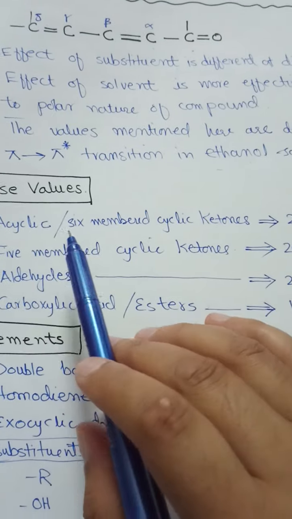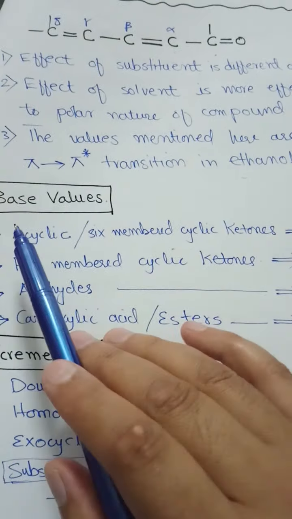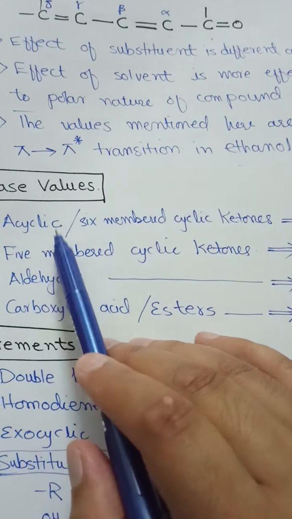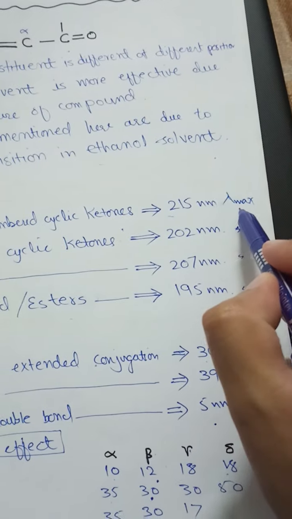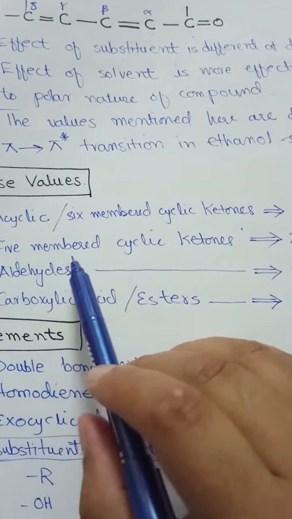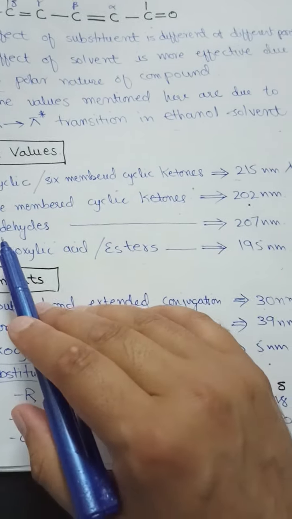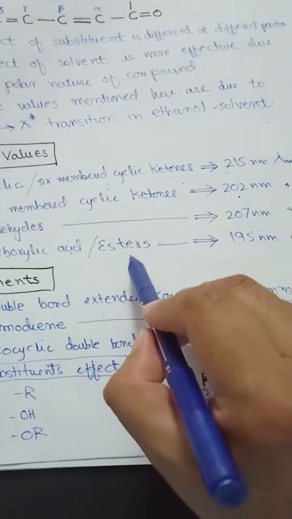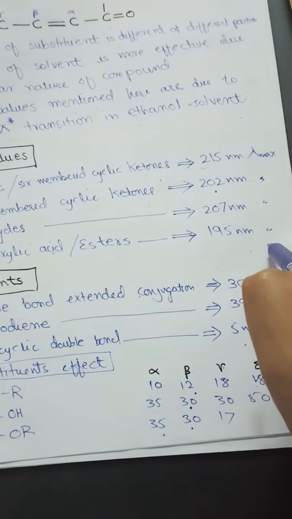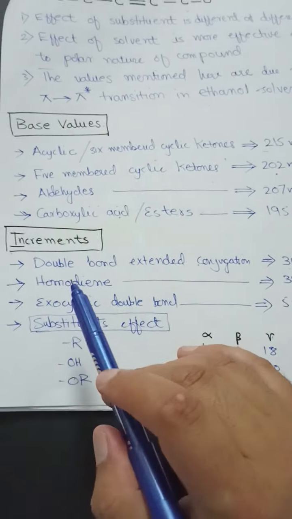So base values for acyclic and six-membered cyclic ketones. The base value will be 215 nanometer. For 5-membered cyclic ketones, base value will be 202 nanometer. For aldehydes, 207 nanometer. For carboxylic acids or esters, the value will be 195 nanometer. These are the base values for these type of compounds.